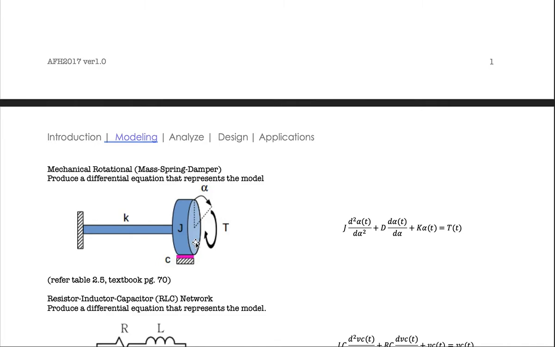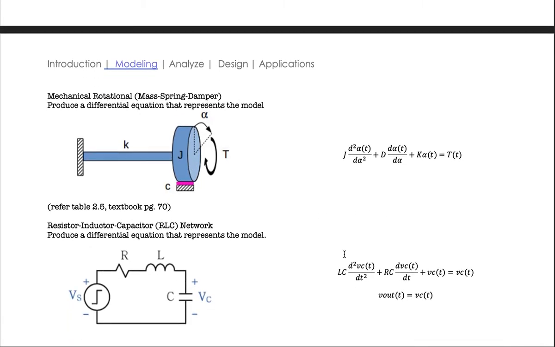For mechanical rotational systems, we can use the same method, but we use the terms for torque and the rotation angle, which is alpha. J is inertia, C is the friction, which is equivalent to D here. K is the spring of the shaft, the spring effect of the shaft. Then we can produce this.